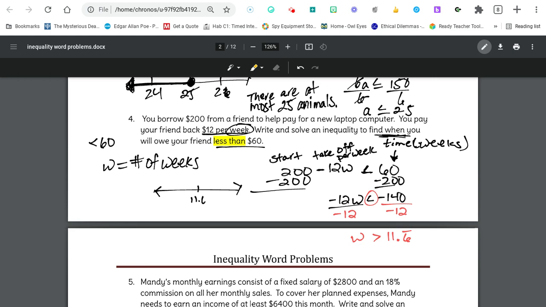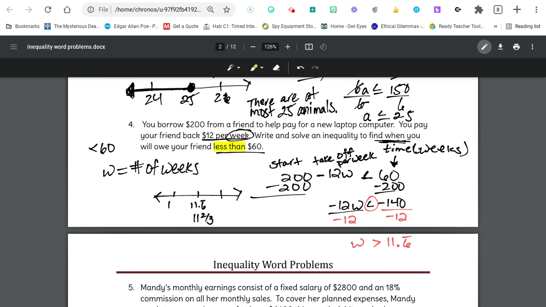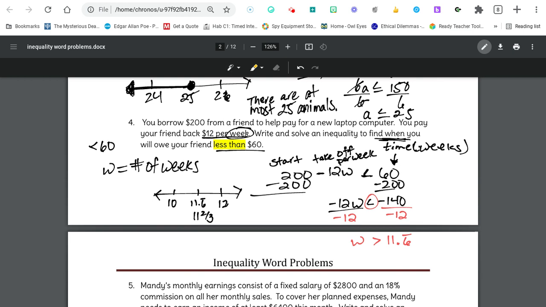Here's 11 and 6 cents. I'm just gonna do 11 and 7. This is 11 and 6 cents with the bar. It's really 11 and 2/3. I'm not even gonna do that. I'm just gonna put 12, makes it easier. And over here I'm gonna put 10. Just put some numbers on the side.